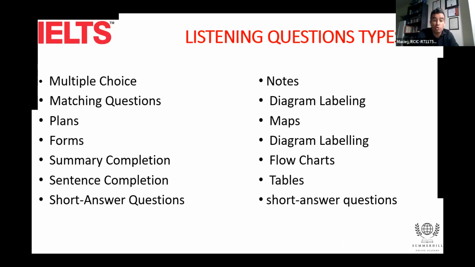With CELPIP, you listen first, then you answer the questions, right? And sometimes you get 1 question at a time. So note taking is very important for CELPIP. If you're taking notes as you're listening, then you can use your notes to answer the questions which are given after the actual listening. With IELTS, you have to fill in the blanks as you listen.